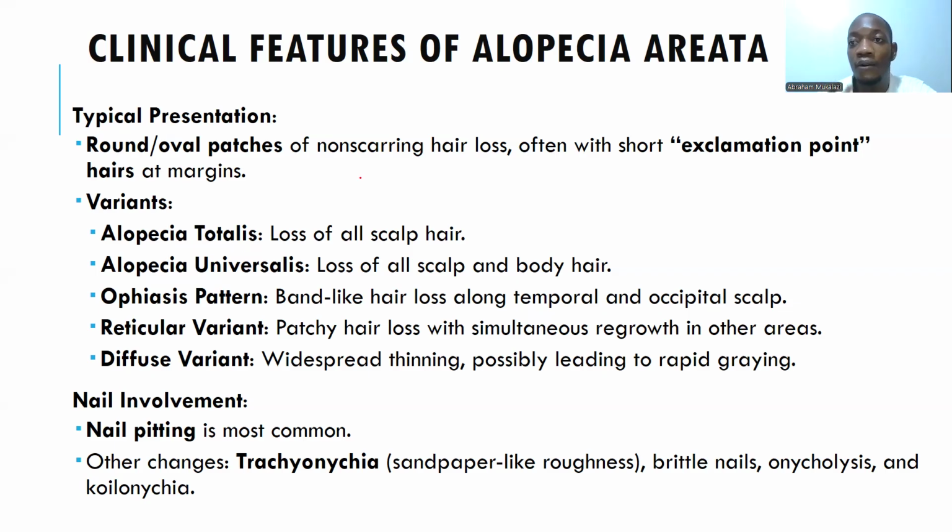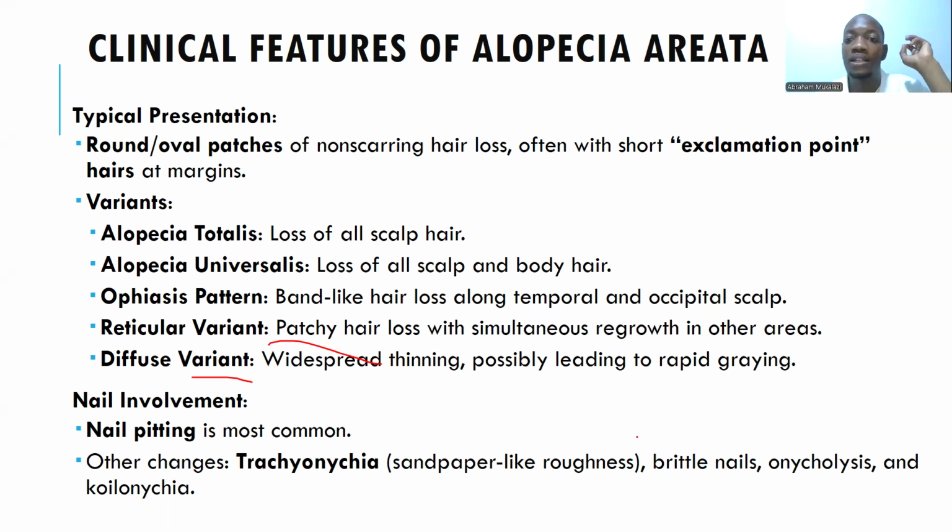Then we have the ophiasis pattern. Now, in the ophiasis pattern, commonly someone gets a band-like loss of hair, maybe around the head, just above the ears, and there's a band of hair loss. That is the ophiasis type of alopecia areata. Then some people can get a reticular variant. In this case, someone loses patchy hair here as this one is growing, then another patch drops just nearby, ending up with a reticulate pattern.